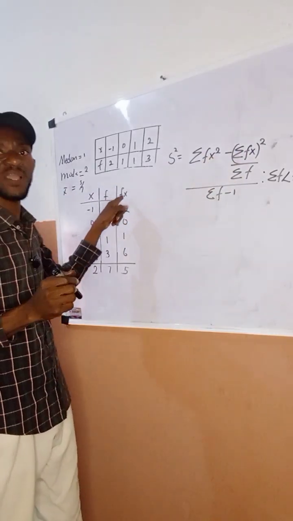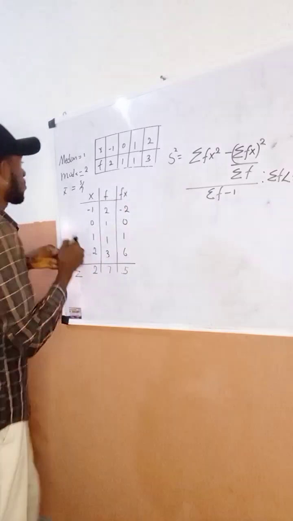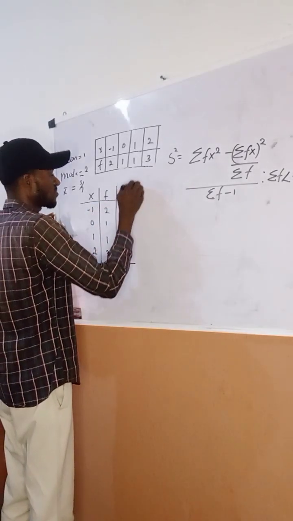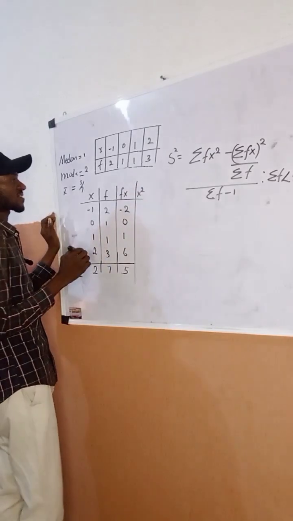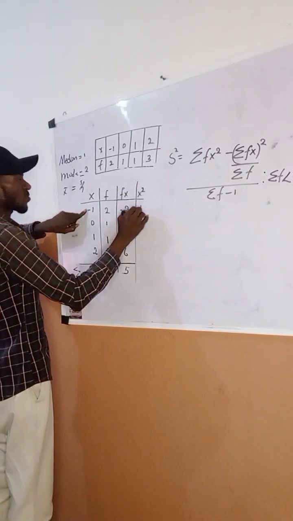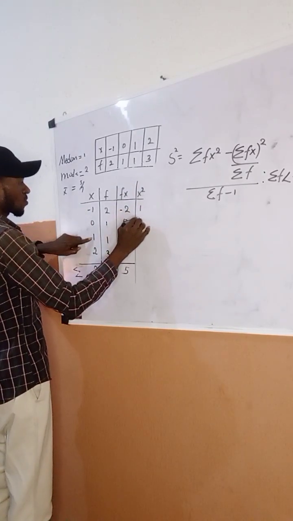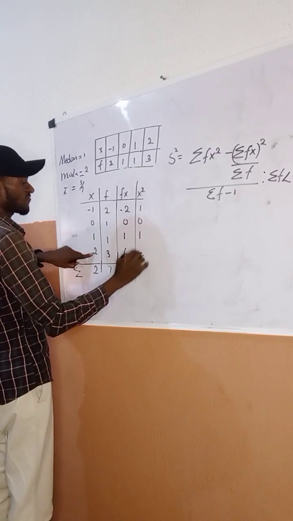So I'll quickly come and square x in this table. What I'll do is extend this table and put x squared. I will square the x. So minus 1 squared is 1, 0 squared is 0, 1 squared is 1, 2 squared is 4.